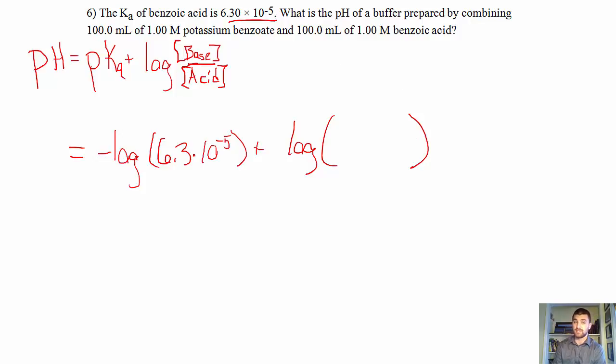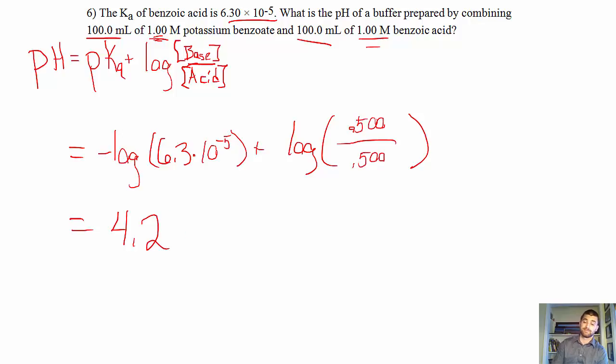This one's a nice problem. It's not all that difficult because we're adding 100 milliliters and 100 milliliters. So I know the concentrations of these things are just going to be cut in half. All right, so I know the concentration of the base would be 1/2 of 1 molar, so 0.500 molar, all over, again, half of that, 0.500 molar as well. So now it's just plugging in. We got a pH of 4.2.